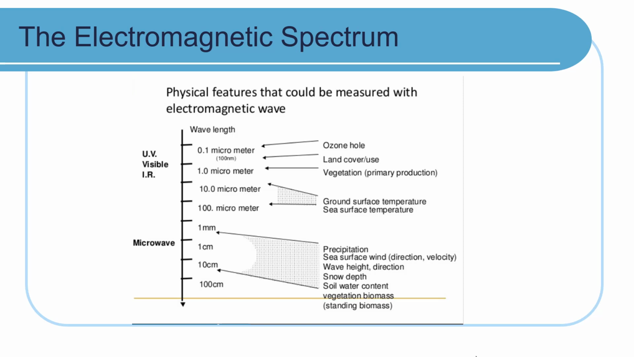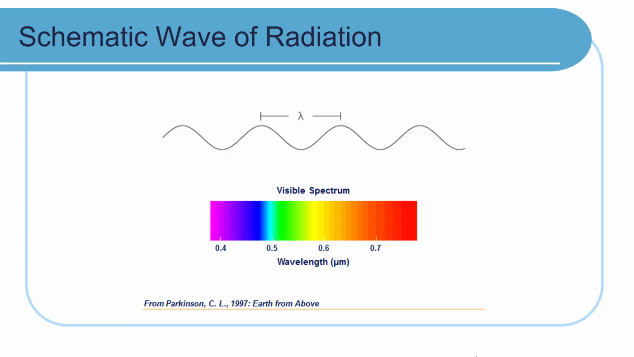And then the microwave energy, which is much larger, would be precipitation, sea surface winds, wave height direction, snow depths, soil water content, and vegetation biomass. So the type of research question that you're asking is going to drive the type of imagery that you will select. So here's an example, a schematic of the wave.